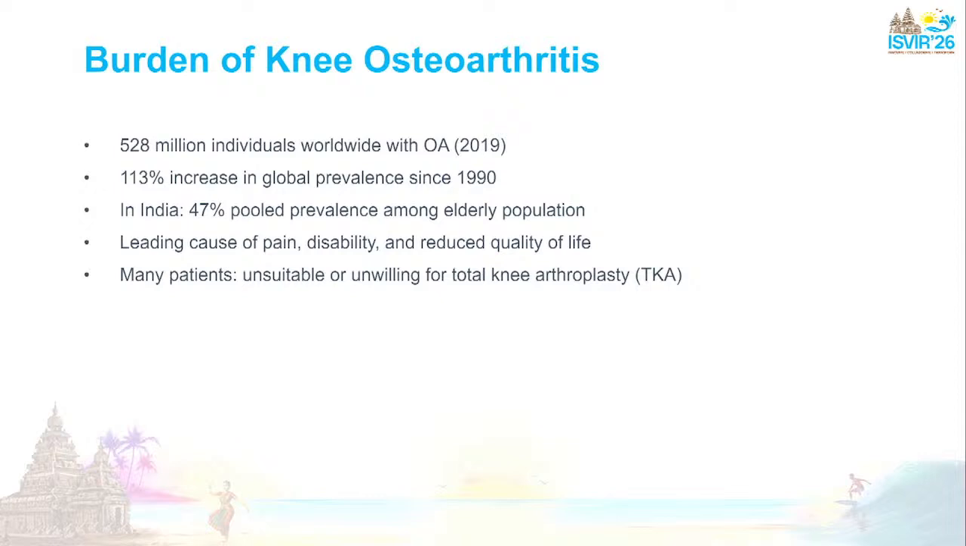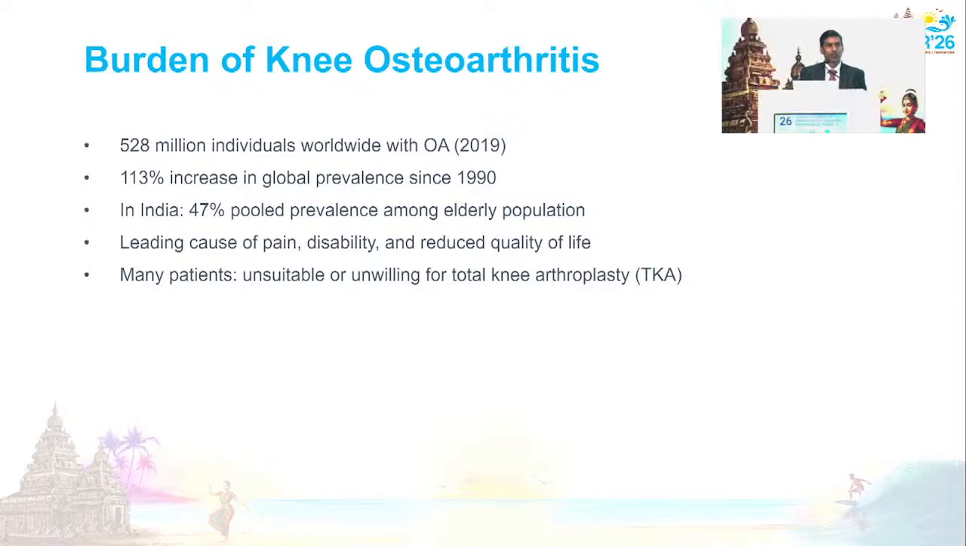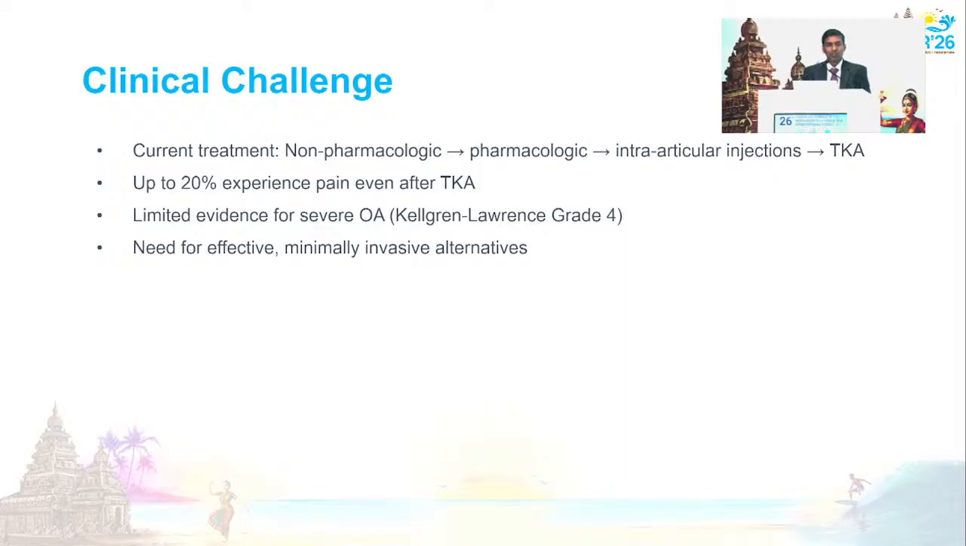So they already talked about the burden of knee osteoarthritis, which is increasing as the longevity of patients increases even in India. Nearly 50% of people in the older population have some sort of knee pain, osteoarthritis, and the prevalence is increasing due to the increase in obesity. The clinical challenge is normally, when patients start with knee pain, they start with physiotherapy, conservative measures, NSAIDs, and then steroid injections, and then finally it's TKA.